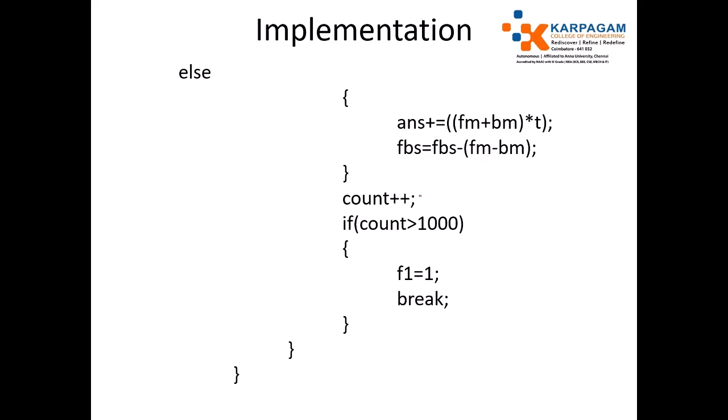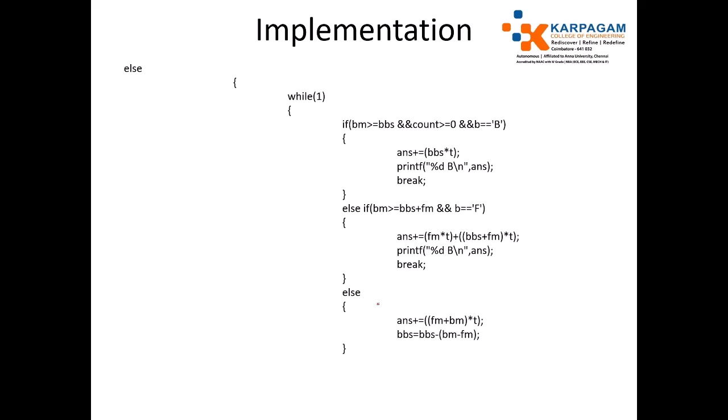Okay, then increment the count. So if the count reaches a certain condition, that is greater than 1000, simply set flag equal to 1, which means that the person will not slip down. Flag equal to 1 means, so keep on checking. If it reaches count 1000, just set flag equal to 1 and come out of the loop. Then in a similar way, in the else part, you are using a while loop, an indefinite loop, this one. When count reaches 1000, it comes out of this.